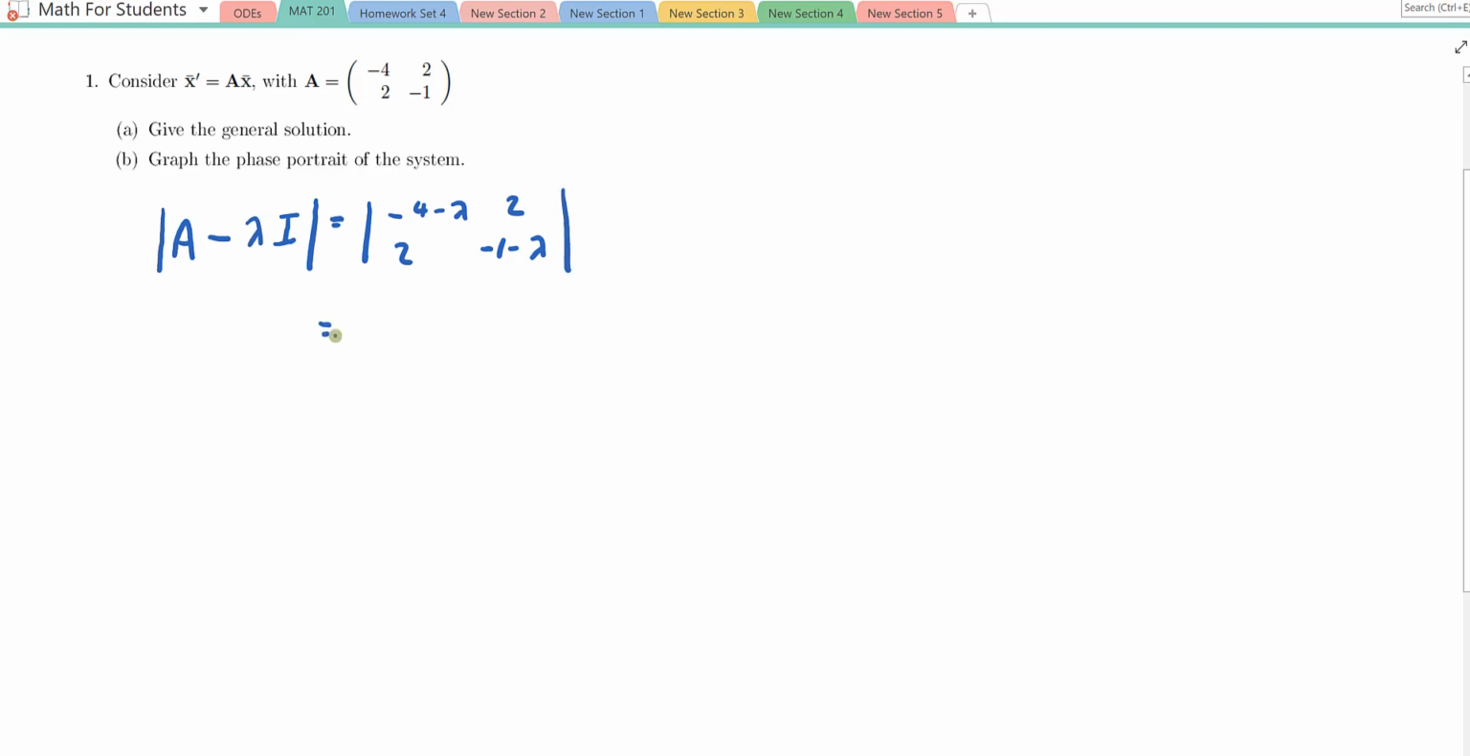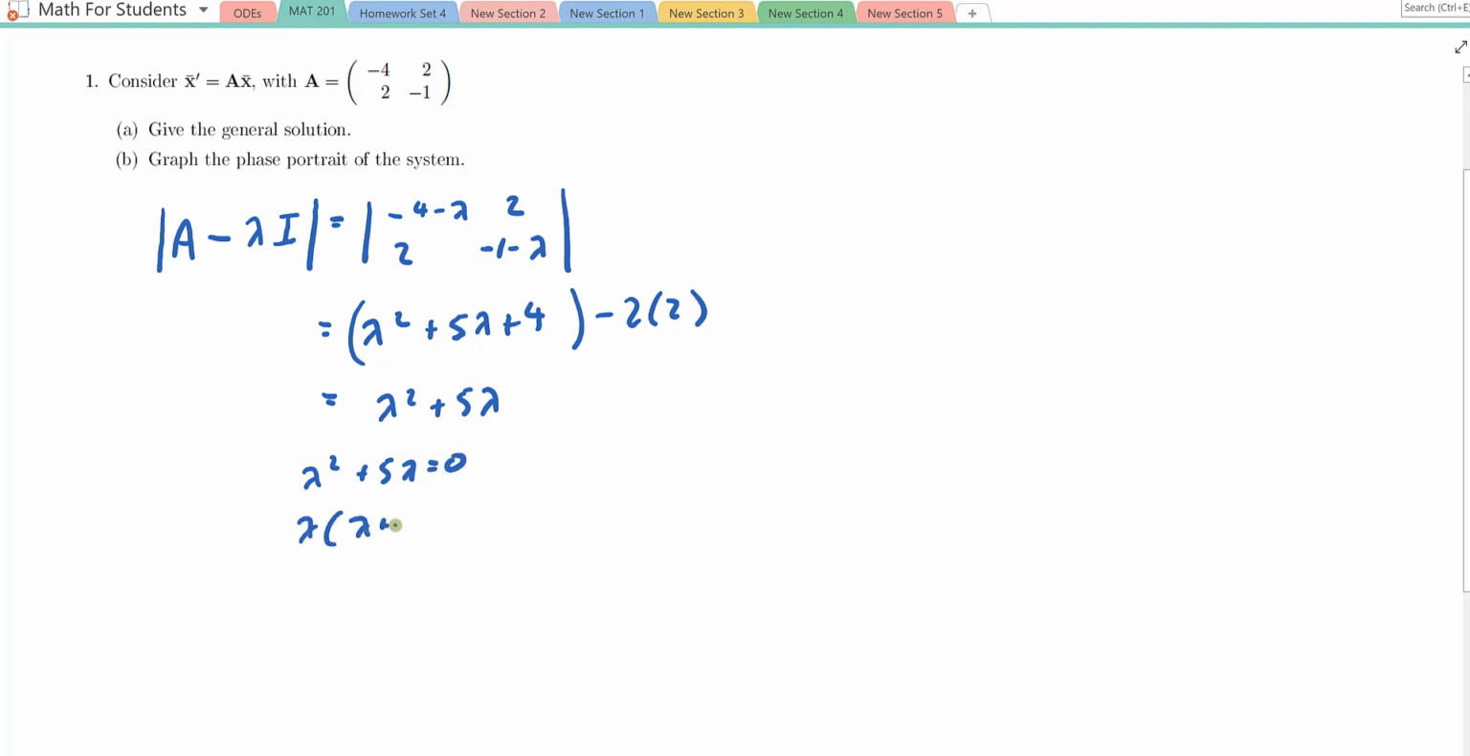And if we compute that determinant, let's see here, that gives us lambda squared, plus 5 lambda, and then we have plus 4 there. That's for the first expression, minus 2 times 2 for the second. And so we end up with lambda squared plus 5 lambda, and if we set this characteristic equation equal to 0 to find the roots of it, we end up with lambda times lambda plus 5, so we end up with lambda equals 0 and lambda equals negative 5.